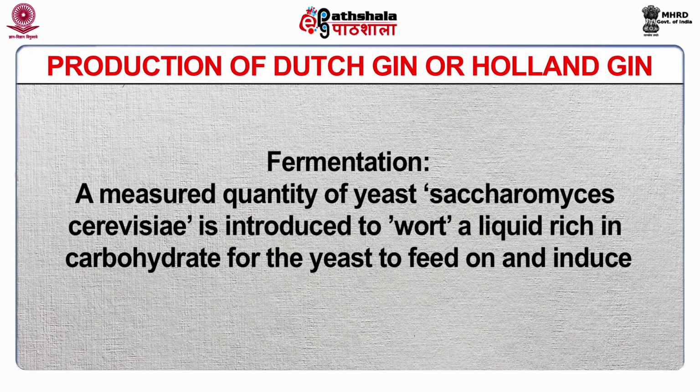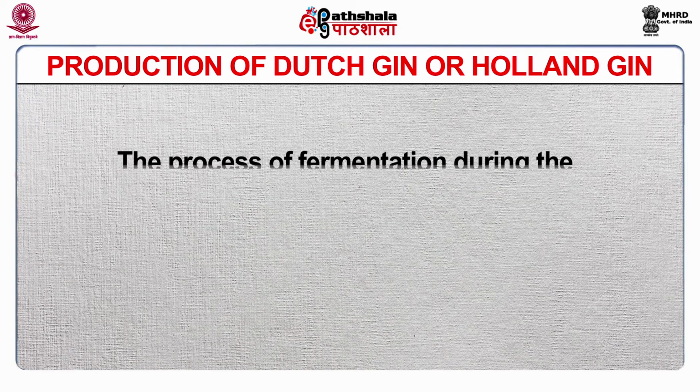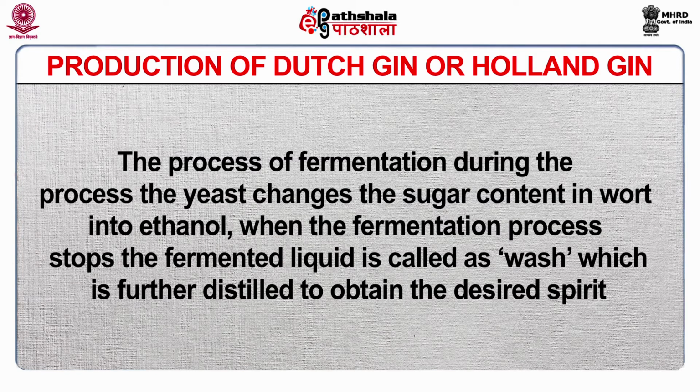The next step in production is fermentation. During the fermentation process, a measured quantity of yeast, that is Saccharomyces cerevisiae, is introduced to wort, a liquid rich in carbohydrate for the yeast to feed on and induce the process of fermentation. During the process, the yeast changes the sugar content in wort into ethanol. When the fermentation process stops, the fermented liquid is called wash, which is further distilled to obtain the desired spirit.